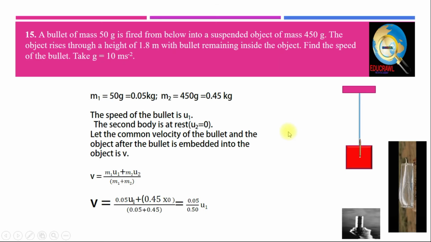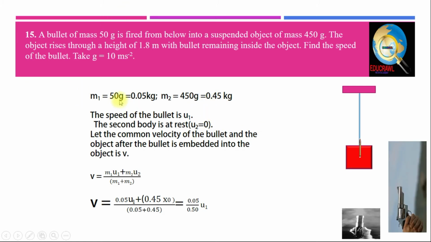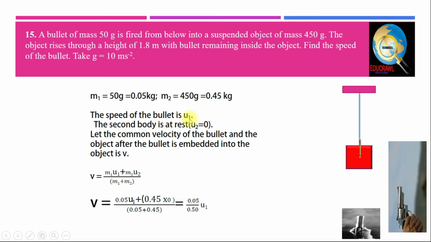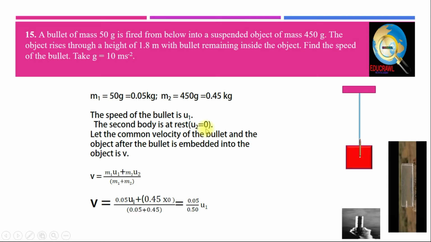This type of collision is inelastic collision. So m1 value is given as 50 gram, which has to be converted into SI unit, which is 0.05 kilogram. m2 is given as 450 gram, which is nothing but 0.45 kilogram. The speed of the bullet is assumed to be u1. The object speed is assumed to be 0 because it is just hanging, at rest. So u2 is equal to 0.